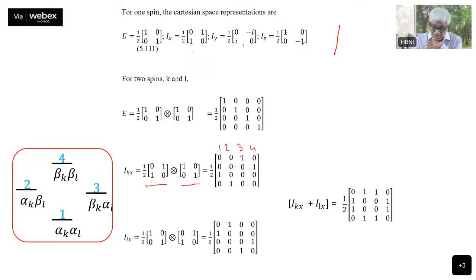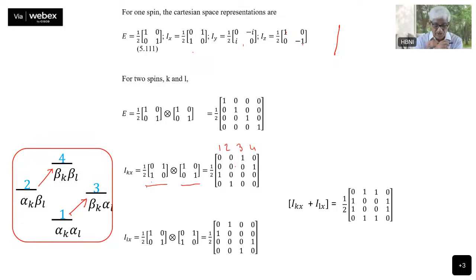So 1, 3 and 2, 4 are non-zero. This is this and this. Therefore this represents these two coherences, 1, 3 and 2, 4. It represents these two coherences, and both have the same sign. Therefore, I represent them as going in the same direction here, as positive. The same side. So this is the representation of the IKX operator in a 4 by 4 matrix.